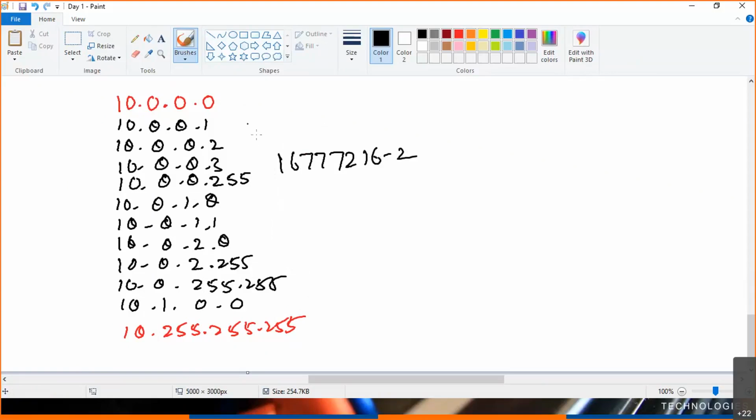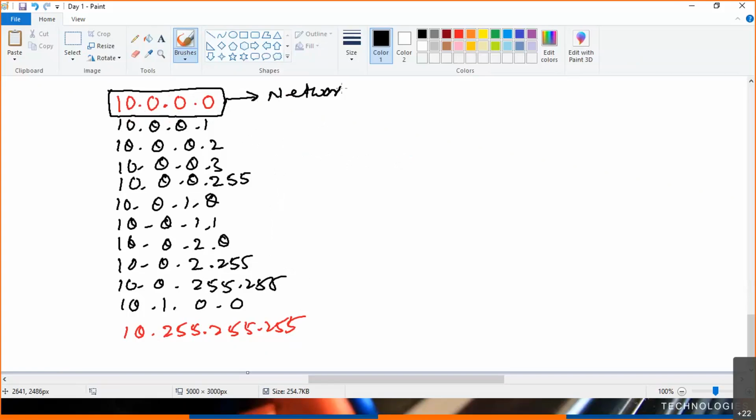Why minus 2? The first one, which is 10.0.0.0, is not a usable address. This is for identification of the network. We call it the network ID. ID is what? Identification. What identification? The whole set of IP addresses like 10.1, 10.2, 10.3 are identified by one ID, which is 10.0.0.0.